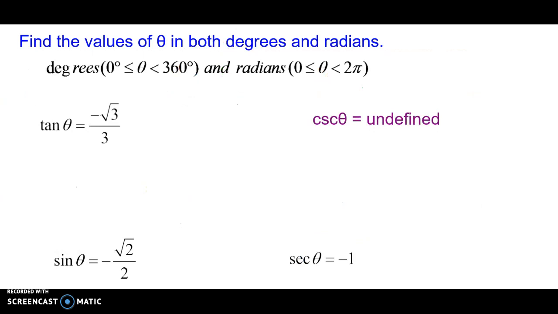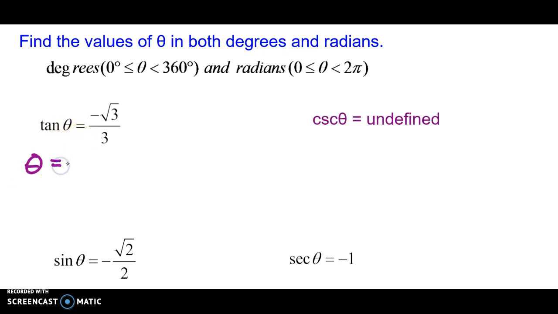So now we're going to be asked to do kind of the reverse of what we were just doing in both degrees and radians. So this time you're told, for example, that the tangent of theta is negative square root of 3 over 3. So now how do we figure out what value, both in degrees and radians, would give that to us? So I'll do the first example with you and let you try the rest. So tangent of theta equals negative square root of 3 over 3.